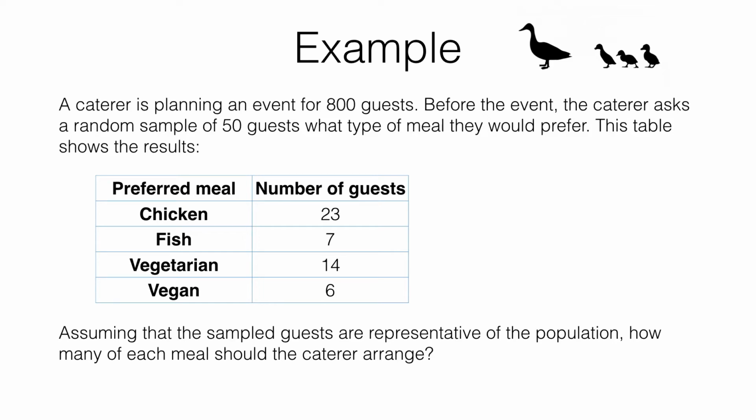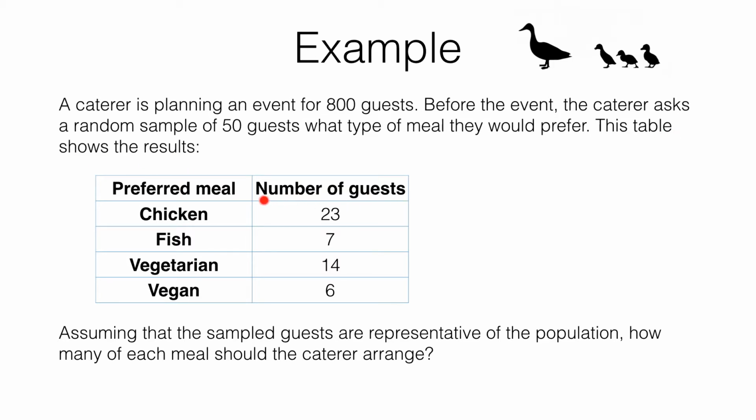In this video, we're going to use representative sampling to help us make a decision about a population. A caterer is planning an event for 800 guests. Before the event, the caterer asks a random sample of 50 guests what type of meal they would prefer. The table shows the results.